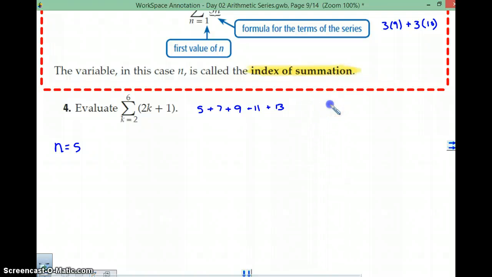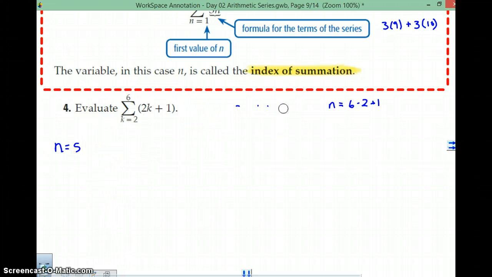N is found by taking the top number minus the bottom number plus 1. Okay? The reason why we add 1 is because you have one term for each number. So if you did just 6 minus 2, you would get 4, but you have to include the first one as well. Okay? So it's 1 more than you would get just from subtraction.